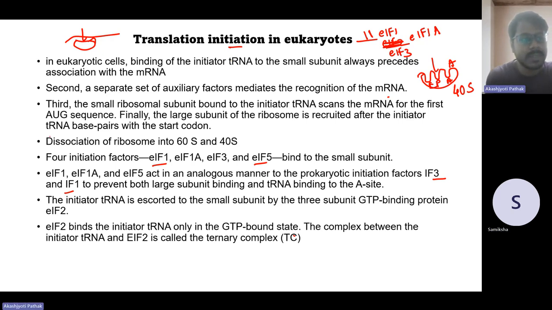This point, third point, here, these are the fourth point. Now this is the initiation. You can break down the initiation step into three sub steps. Yeah, you can break down the translation initiation of eukaryotes into three steps.